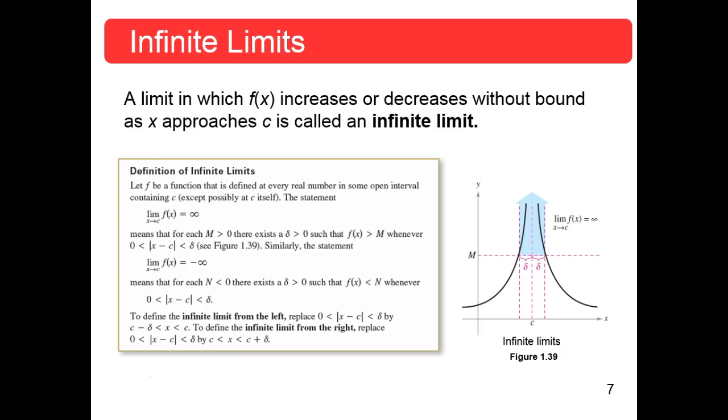So to define the infinite limit from the left, there is no definition because it doesn't exist, okay? Replace this by that, and to define the infinite limit from the right, replace this expression here with that. There is some value out there that's in between c and c plus delta, and for every x in there, you're going to be beyond what your supposed maximum was.